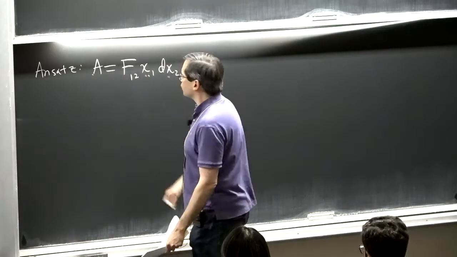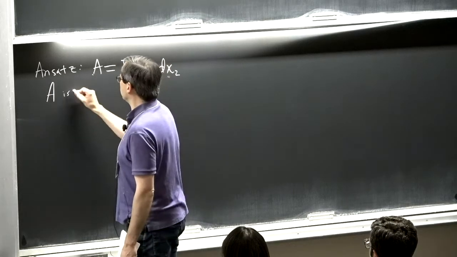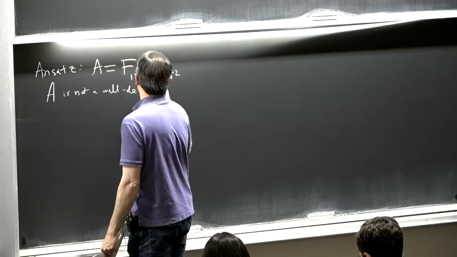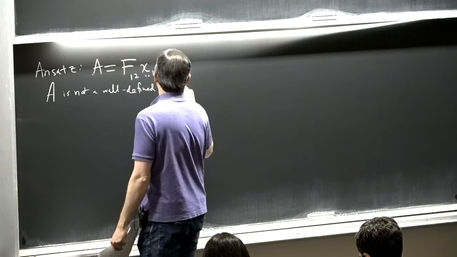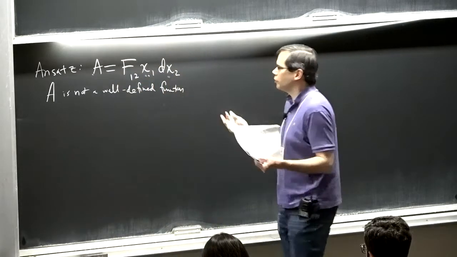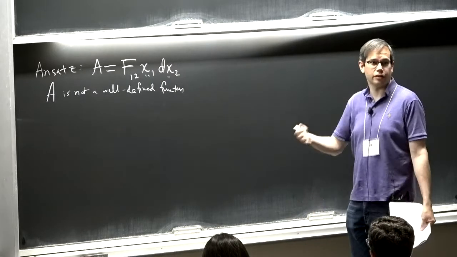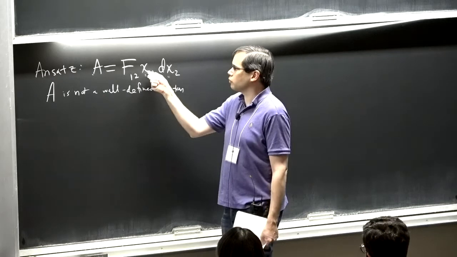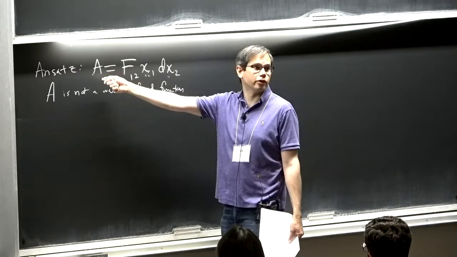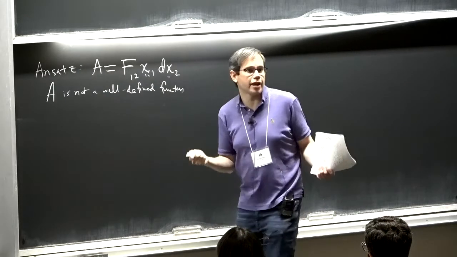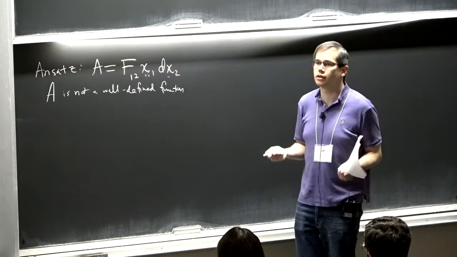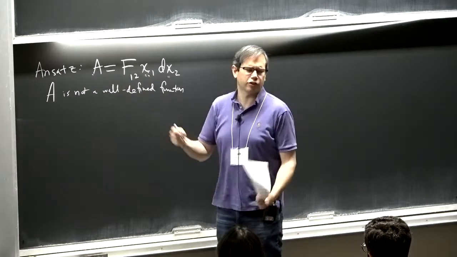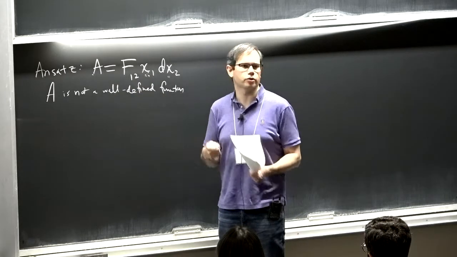And what you notice about this is that A is not a well-defined function. As in the monopole case, somehow we can't really write down a single-valued function A that's valid everywhere that will do what we want. If I replace x1 by x1 plus 2 pi r1, I get a different number for A. But that's okay, because A is a gauge field. It's not a physical thing. What I need is not that I get a definite number, but that if I get two different things, they're related to each other by a gauge transformation.